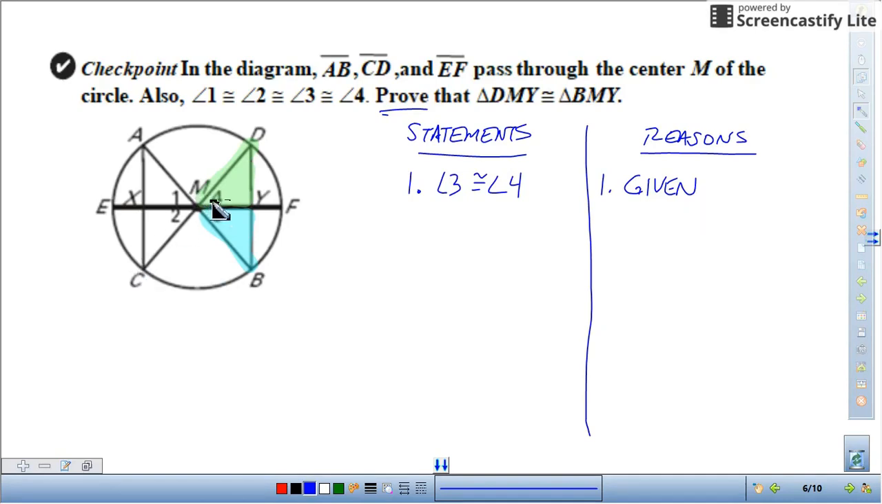We then want to take a look, and this common side seems to be appearing a lot, so we know that that's going to be congruent to itself. So let's use that as part of our proof as well. We see that that's going to be one of the sides of our included angle, hopefully, and then hopefully we'll be able to show that MD is congruent to MB. But let's write out that next statement, that MY is congruent to MY. And that is our reflexive property.